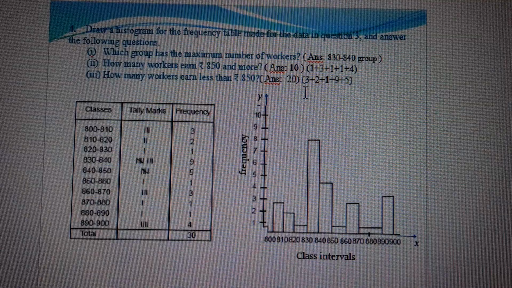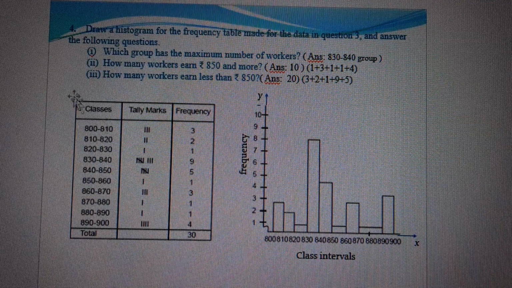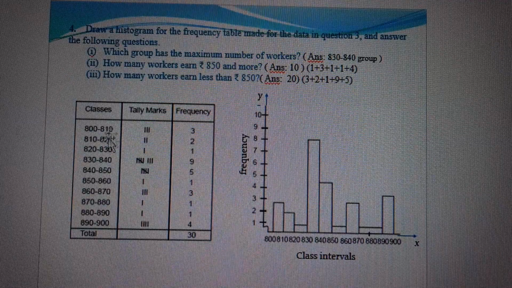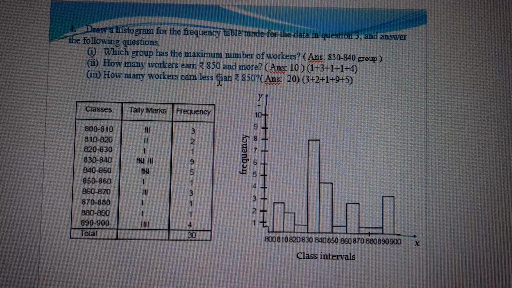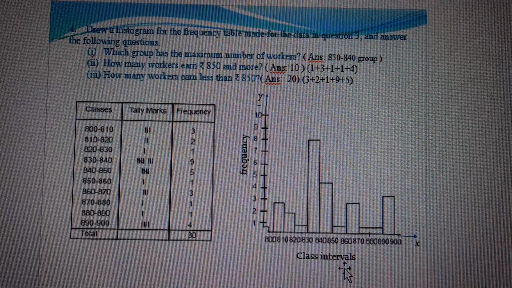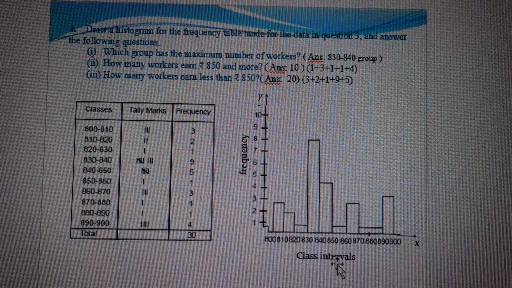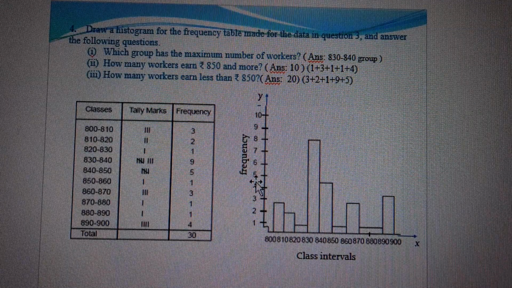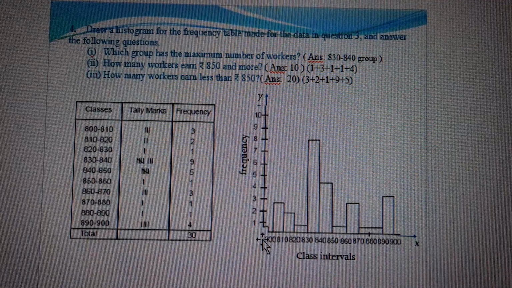Next question, we have the same question which was question number 3. Using that information, you have to construct the histogram and you need to give a few answers also. So the same table is copied here and this histogram is drawn here. On the x-axis you have to show class interval and on the y-axis frequency. So the same gap should be taken.